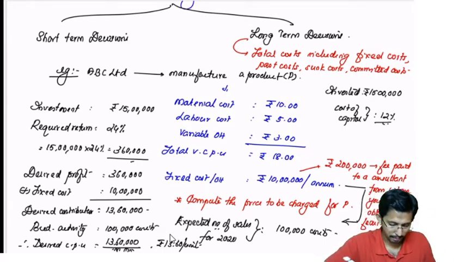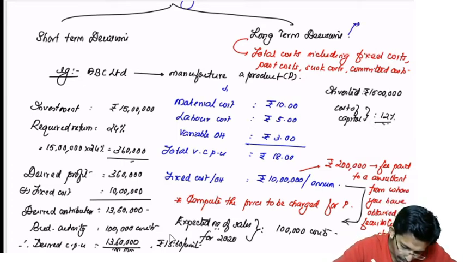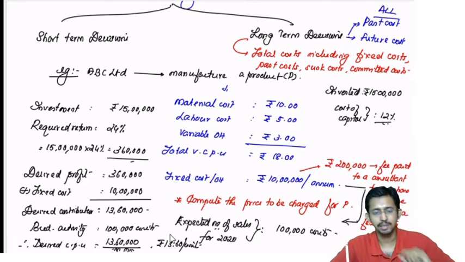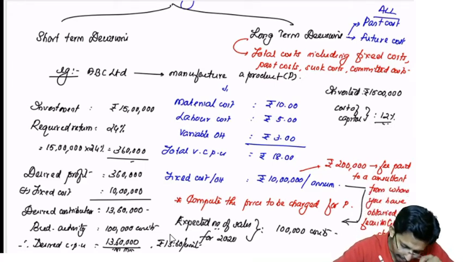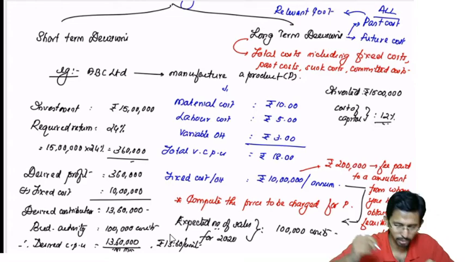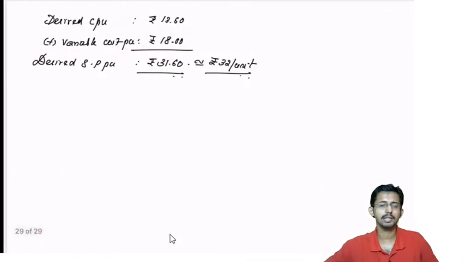While taking long-term decisions, you should be considering both past cost and future cost, and all such past cost and future cost has to be considered. In other words, all such costs will become a relevant cost for long-term decisions. Is it clear? Please write a note. It's a very crucial concept. Note.